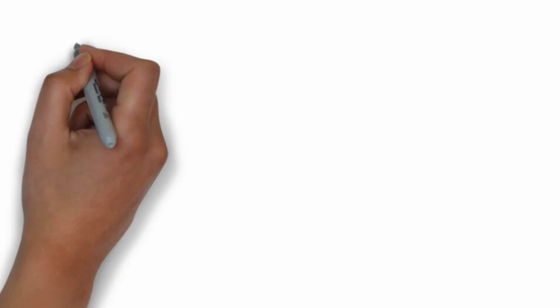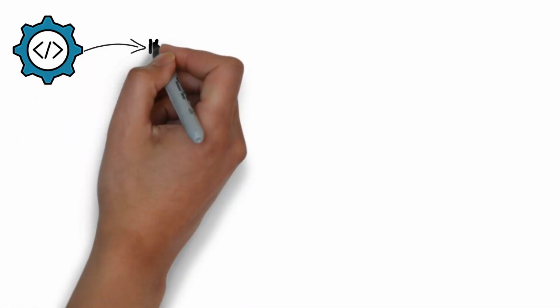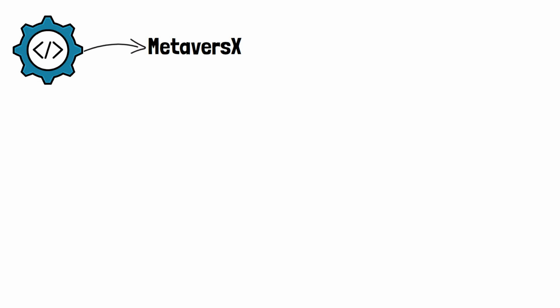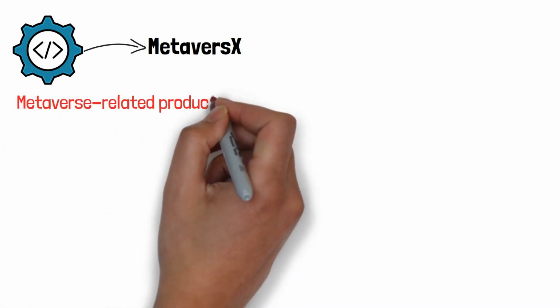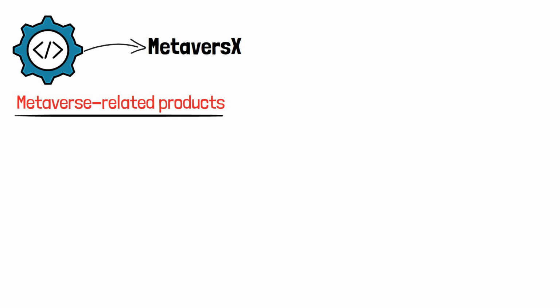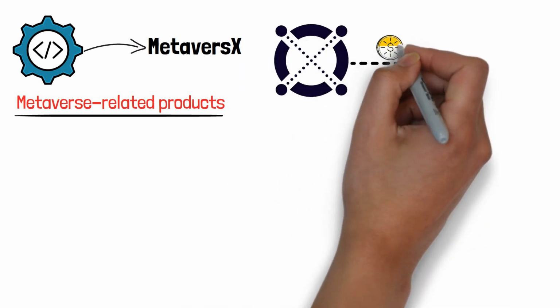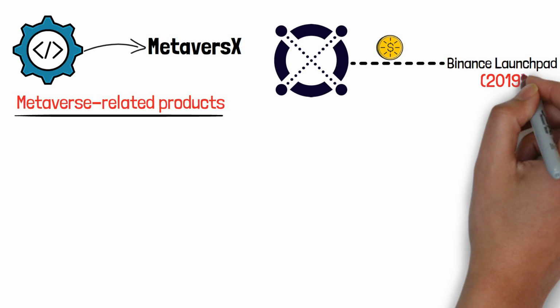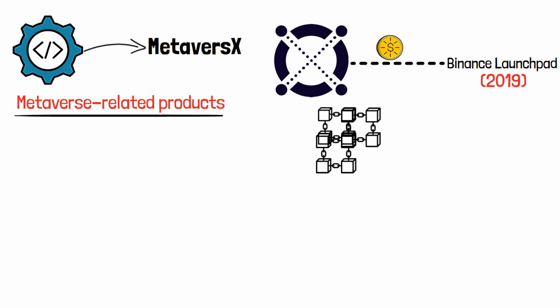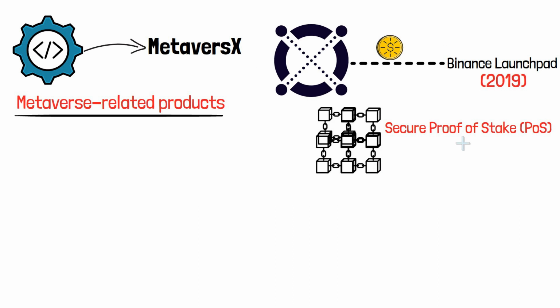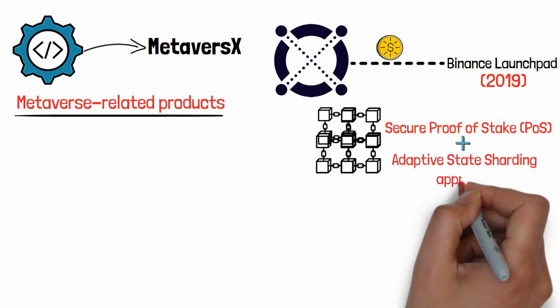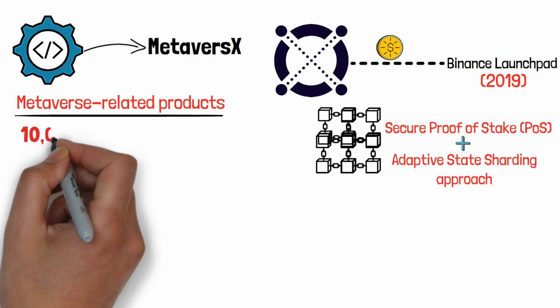Elrond is undergoing a massive transformation as the startup rebrands to Metaverse X. The move is meant to reflect the new direction of the company, which will focus on building metaverse-related products. Elrond was one of the first projects to fundraise through the Binance Launchpad back in 2019. It has built a proprietary blockchain network that merges its secure proof-of-stake, or POS, consensus mechanism with the so-called adaptive state sharding approach, achieving ultimate scalability.